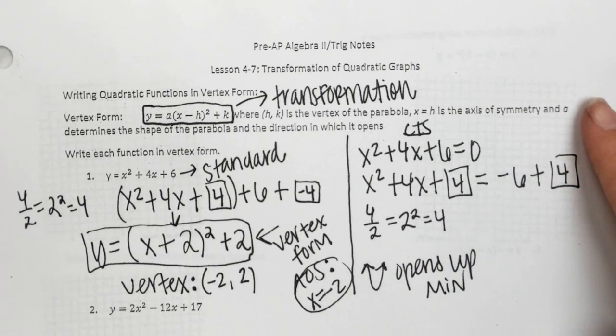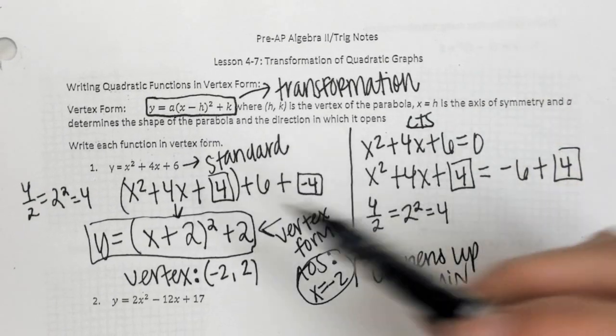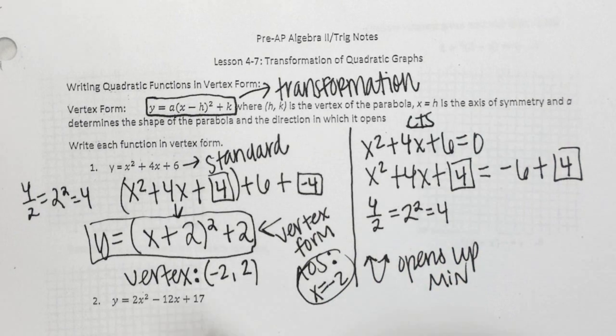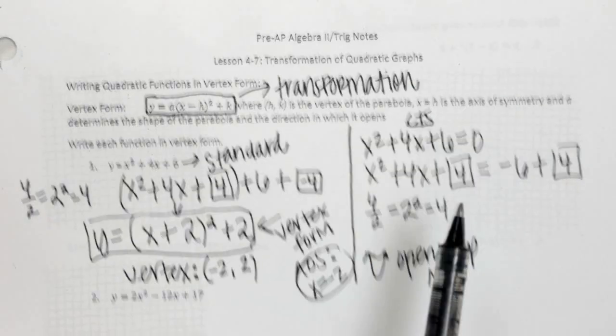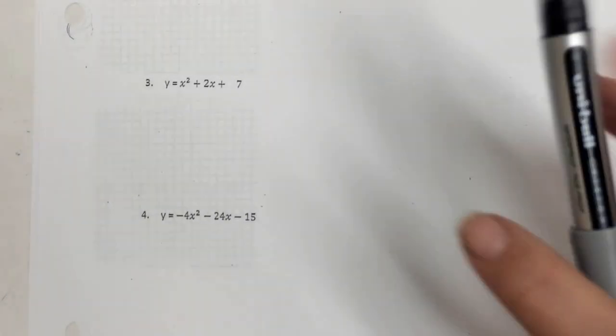Alright, let's try the next one. Actually, I'm going to skip down to number 3 because it's very similar to this one, because there's no number out in front. Our a is still 1 in number 3. So let's skip to that one.